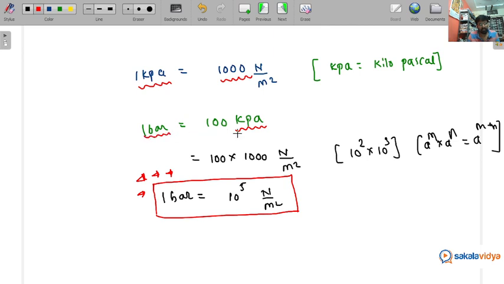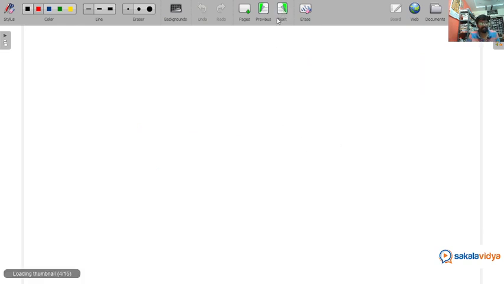1 bar is equal to 100 kPa, or 1 bar is also equal to 10 to the power of 5 Newton per meter square. Such kind of questions are very important for your EAMCET exams and also local EAMCET exam. So this unit conversion is very important. You are supposed to remember this value. 1 bar is not approximately, but exactly equal to 10 to the power of 5 Newton per meter square. Now let us have a discussion on Pascal.